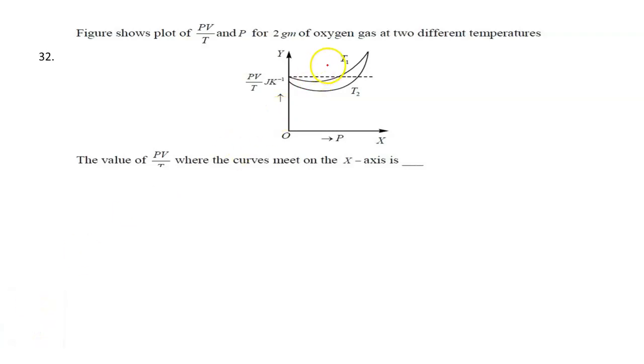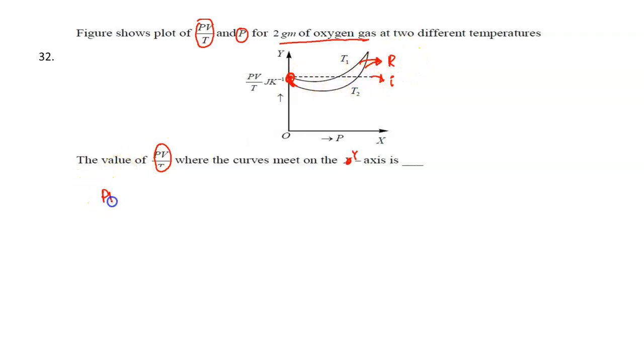Here, let us make small changes here. Here the graph should start from here and this will be y-axis. So the question given is, figure shows plot of PV by T and P for 2 grams of oxygen gas at different temperatures. The value PV by T when the curve meets on the y-axis is. Here you can see these two graphs will represent real gas and this dotted line will represent ideal gas. When they are meeting at y-axis, the ideal gas is also having same characteristics as real gas.